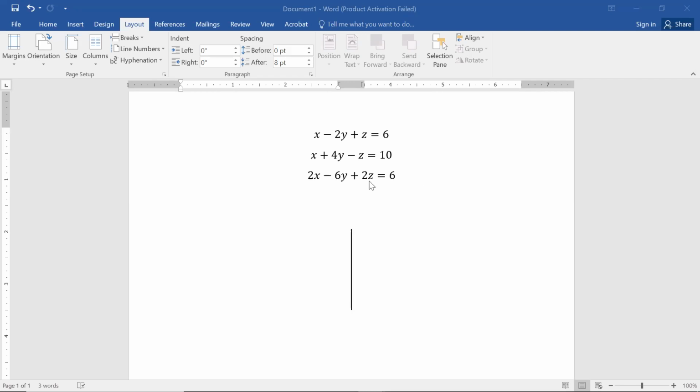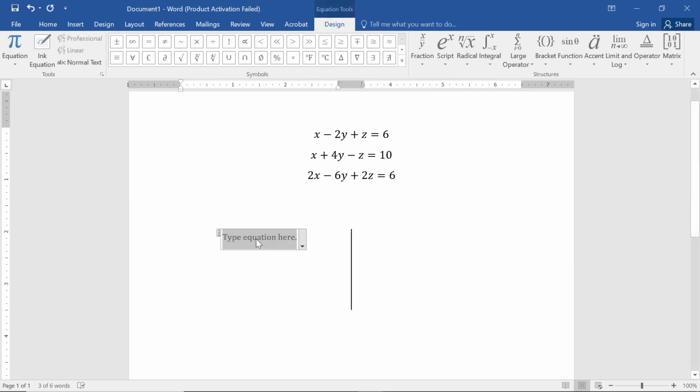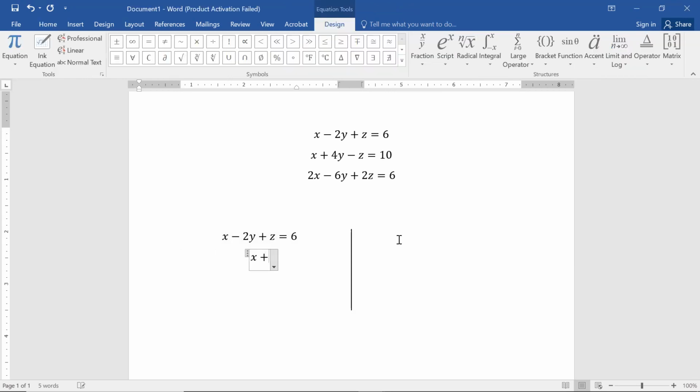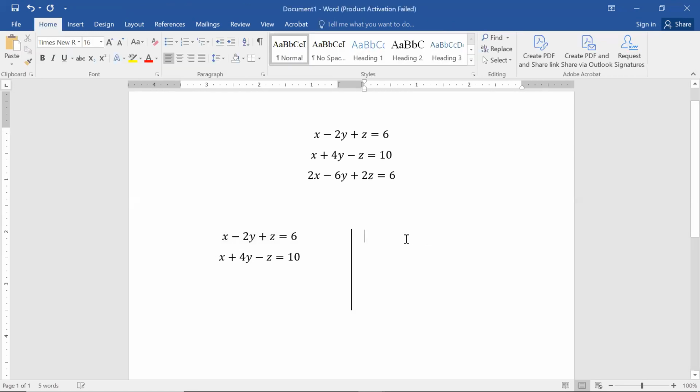My first step is picking pairs of equations. I'll call the first equation equation 1, the second equation equation 2, the third equation equation 3. So I'm going to pick two pairs. My first pair is going to be equation 1 and equation 2. So equation 1 is x minus 2y plus z equals 6. Equation 2 is x plus 4y minus z equals 10.